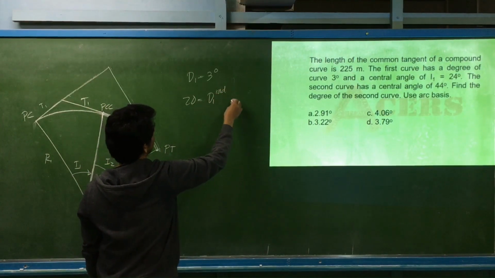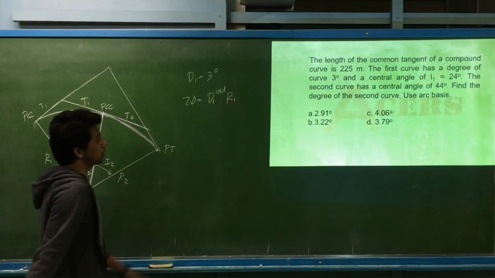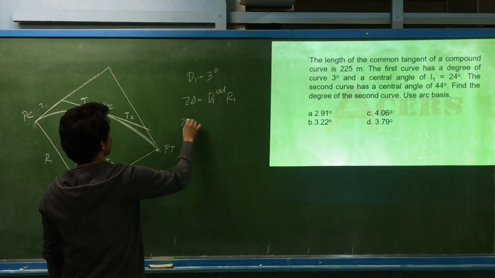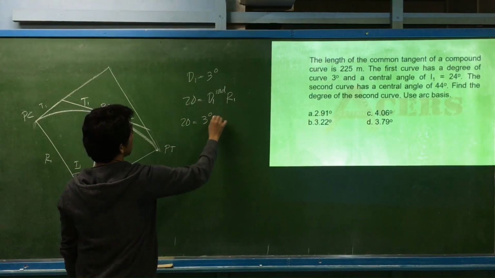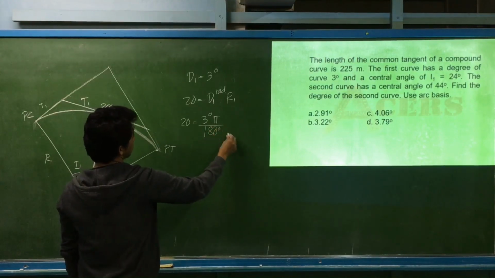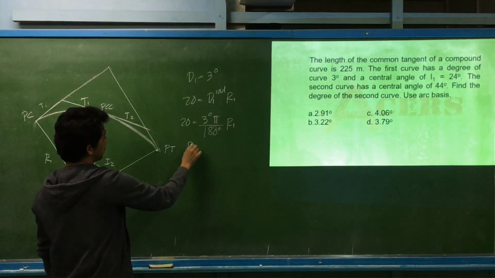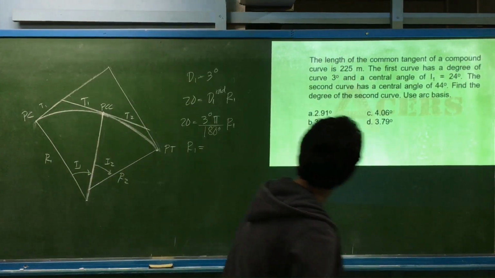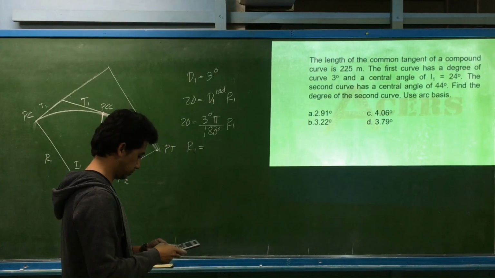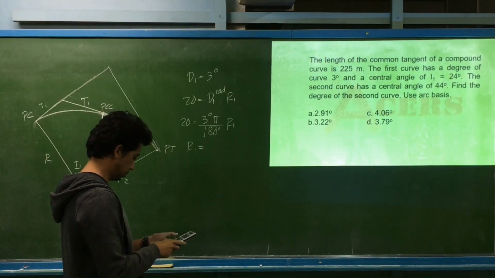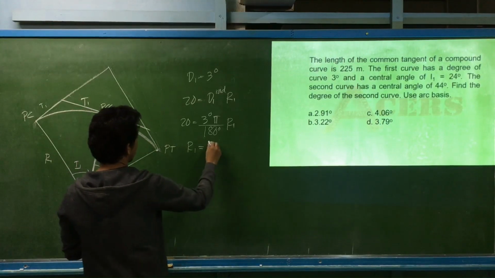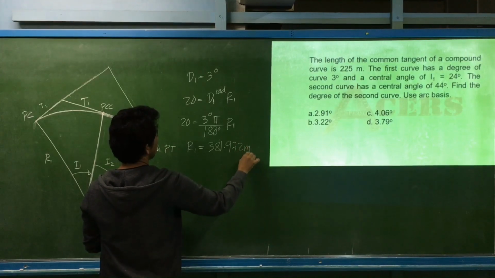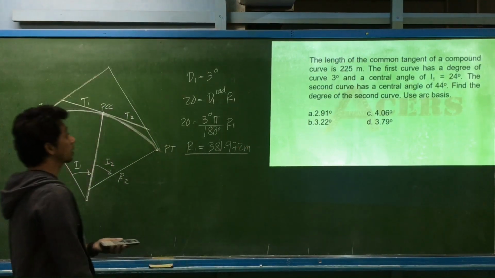Kailangan lang natin gawin itong radian times the radius, okay, of the first curve. Kunin natin yung radius ng first curve. So this is equal to 20 equal to 3 degrees times pi over 180 degrees para maging radian, the radius of the first curve. Okay, so what is R1? So R1 is equal to 381.972 meters. That's the radius of the first curve.